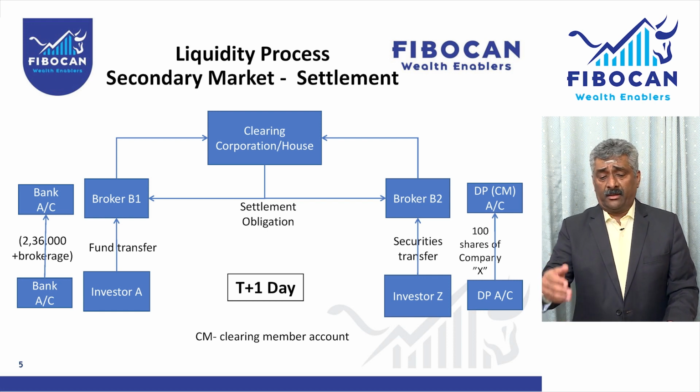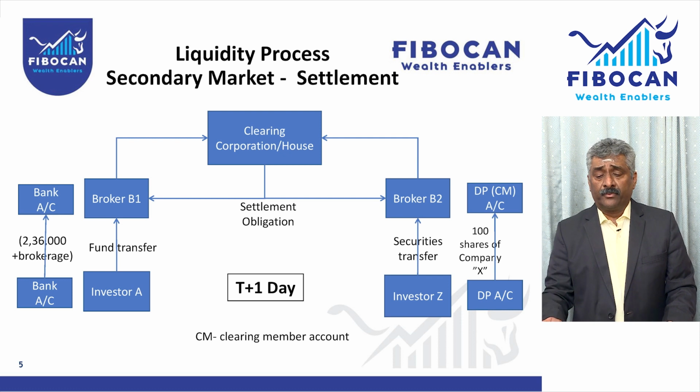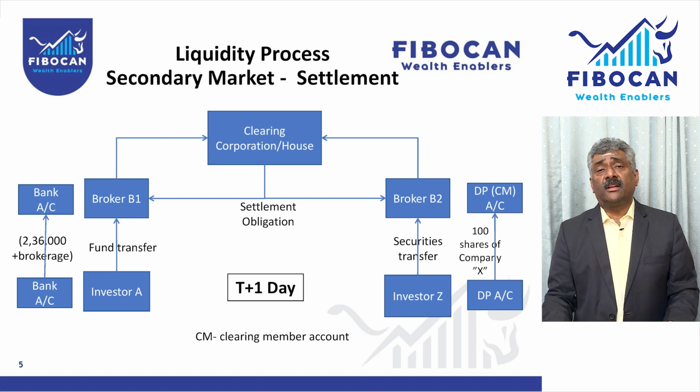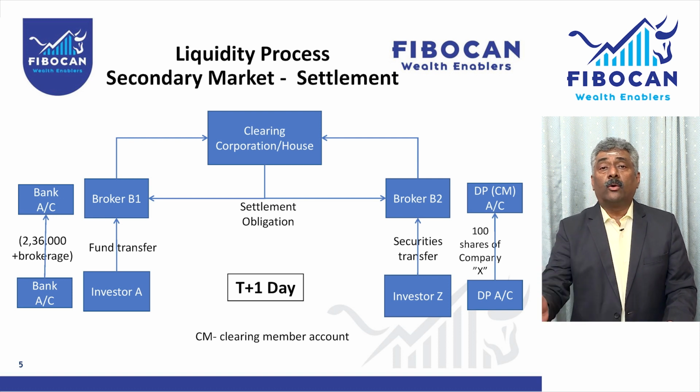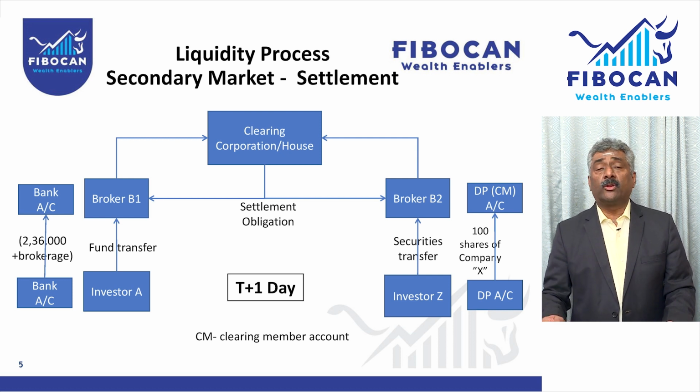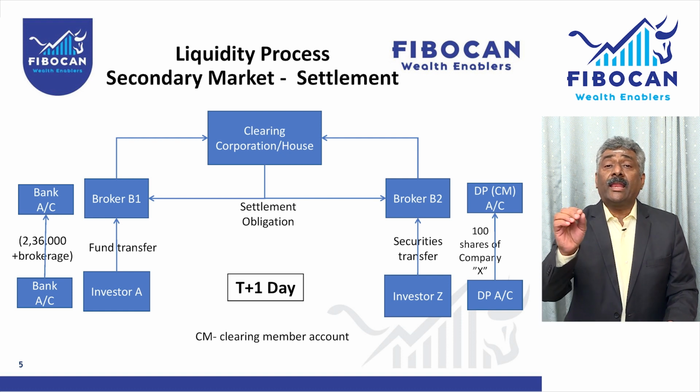Simultaneously, on the same T plus 1 day, in parallel, what will happen? Investor Z has sold the shares, right? That means he has to give the securities, 100 shares. Where will he give them? The shares are settled in the depository, which you discussed in the capital generation process itself. So he will give an instruction to his depository to debit his account of 100 shares of X company and transfer the shares to broker B2's clearing member account.